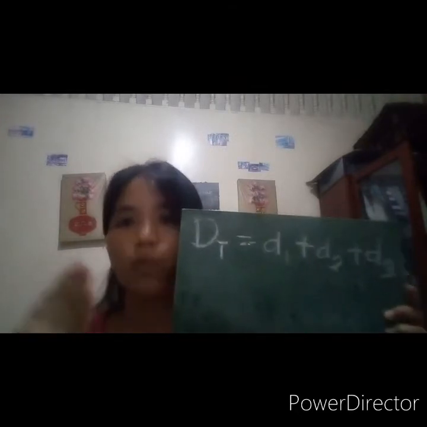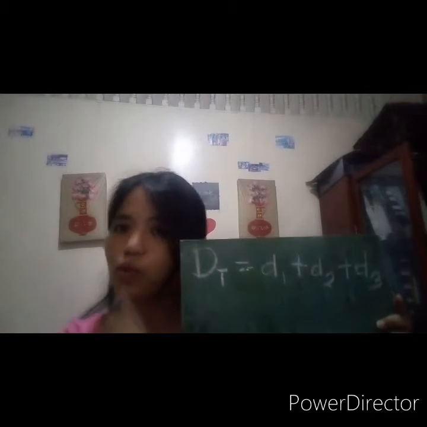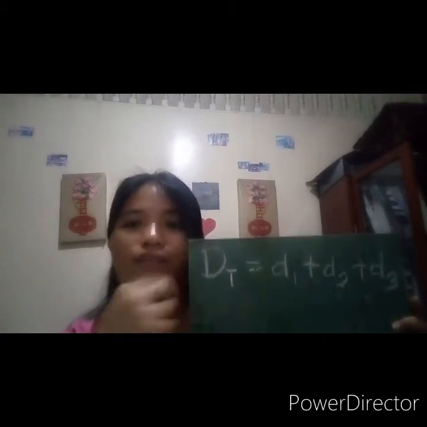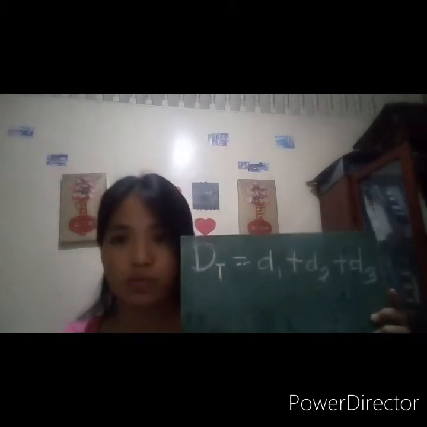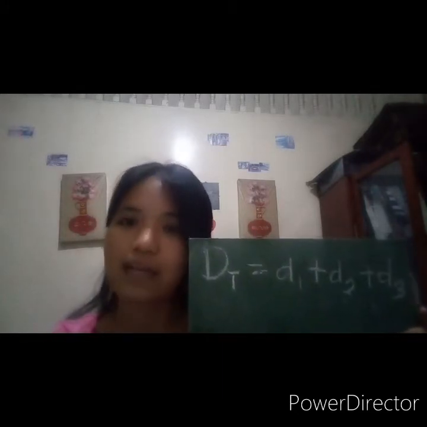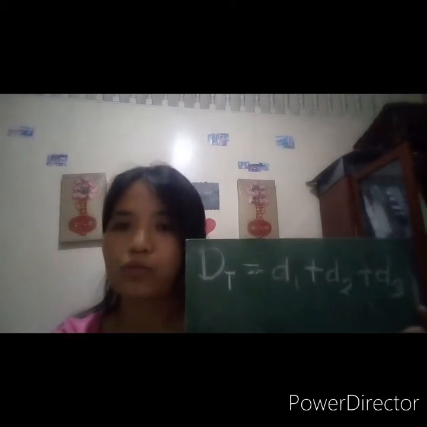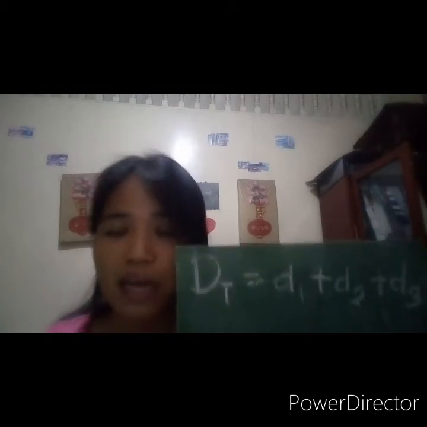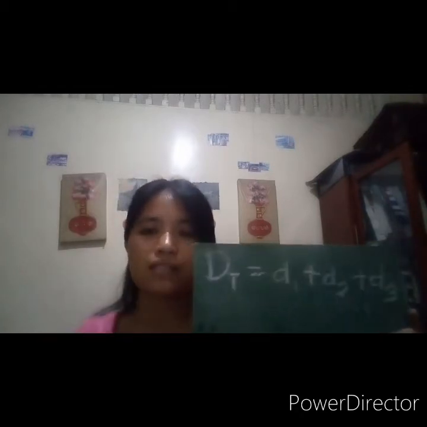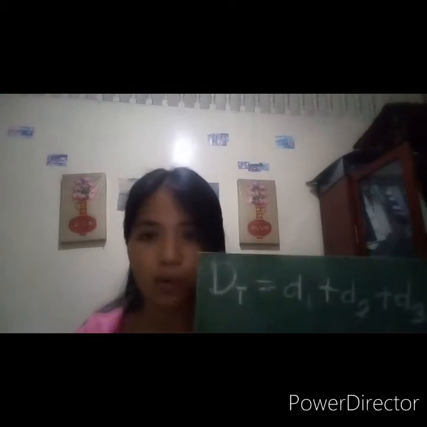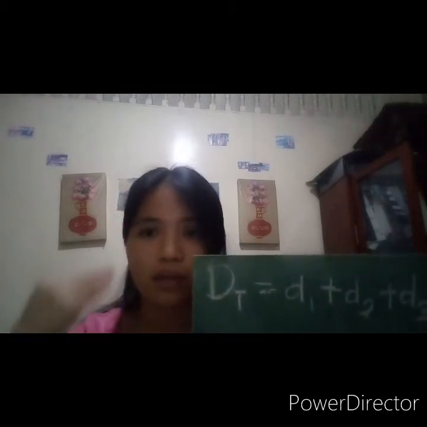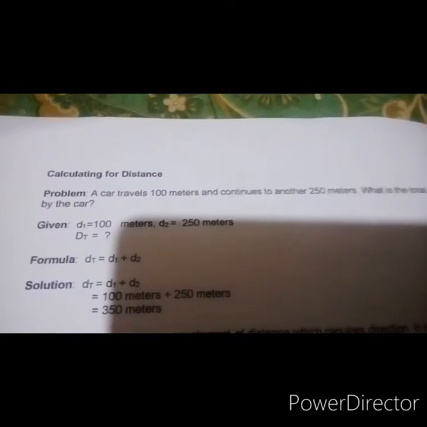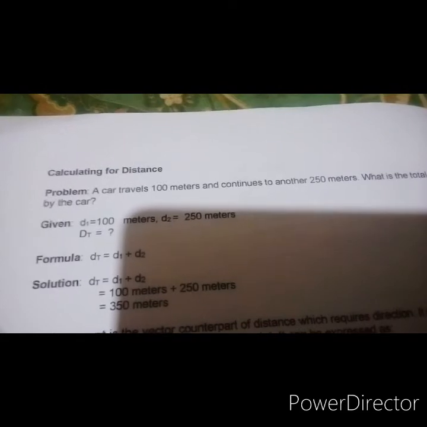For example, you walk from your house to the store, that is distance 1 already. From the store to your friend's house, that is distance 2. Then from your friend's house to another house of your friend, that is considered as distance 3. Now if you're going to ask your total distance traveled, then you're going to add all the distances. Okay, so let us use this example in your module, calculating for distance.